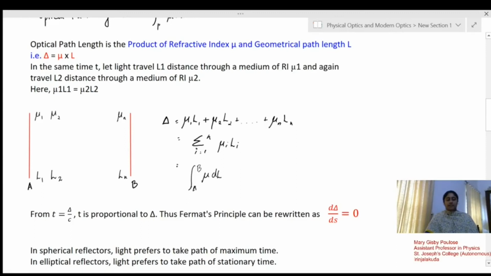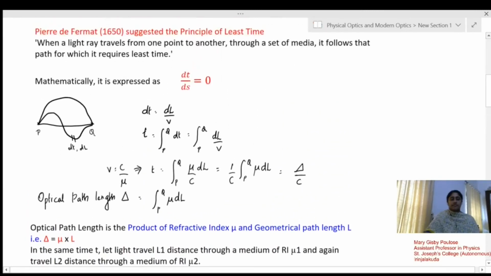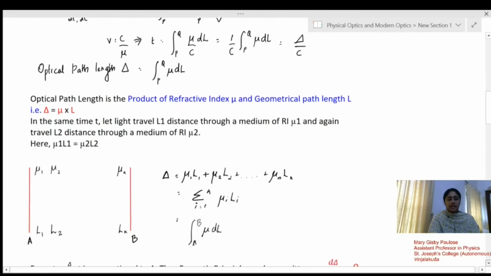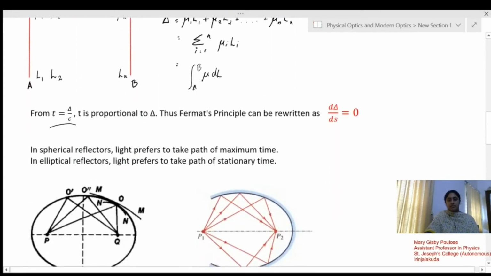Earlier, we have calculated that T can be written as optical path length by c. That is, T is proportional to optical path length. Thus, Fermat's principle can be rewritten from what we saw earlier, dT by dS is equal to 0, in terms of optical path length as d delta by dS is equal to 0. Okay, so this is the mathematical form of Fermat's principle. But again, we are equating it to 0 to show that the time taken is minimum. The least possible value for minimum is 0.